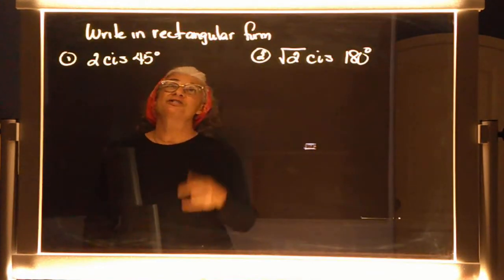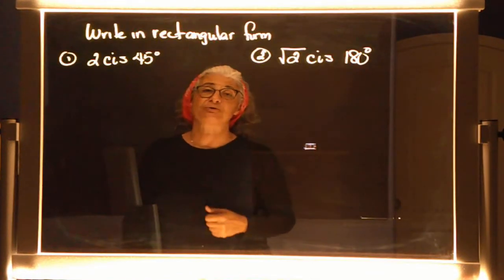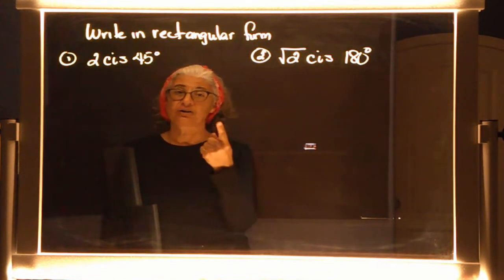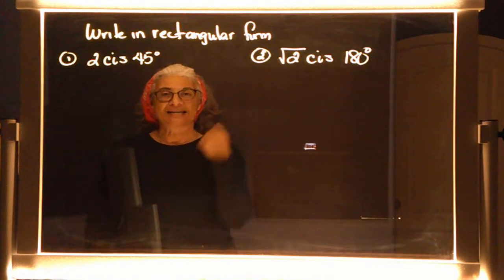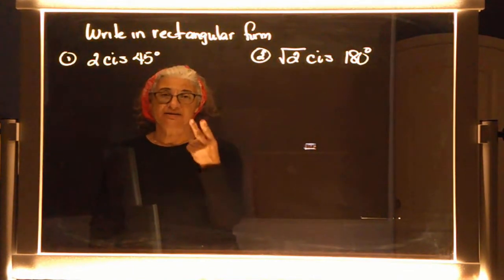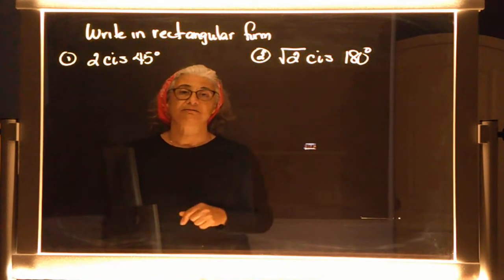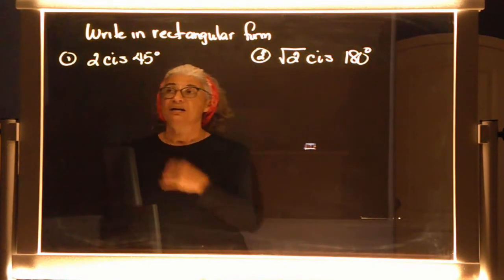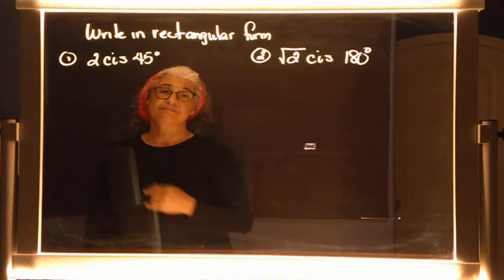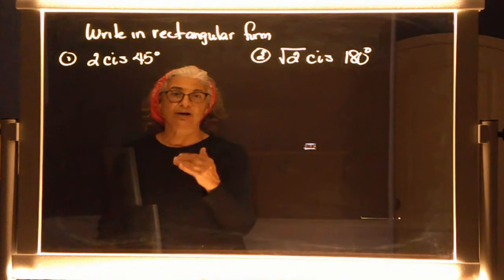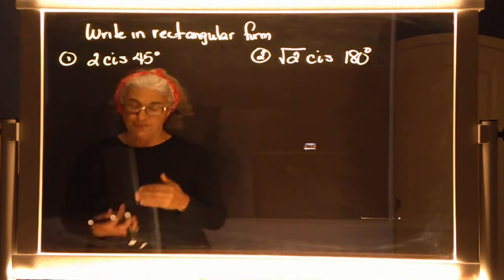Okay, so notice the directions. They say to write in rectangular form, which means we need to get rid of the r and the theta and get x and y back. Are you with me? Get rid of r and theta and get x and y back. So here's the deal. Let's look at number 1. Is this in polar form? It certainly is. It may be in the shorthand form of writing polar form, but this is certainly polar form.